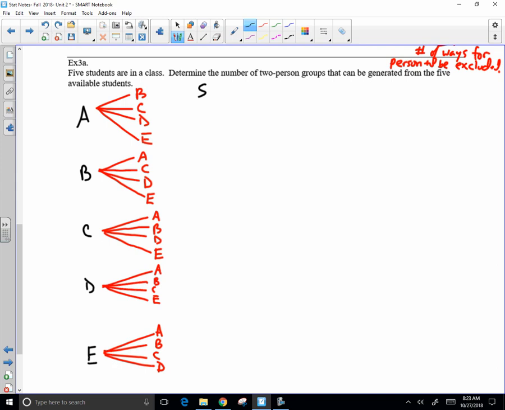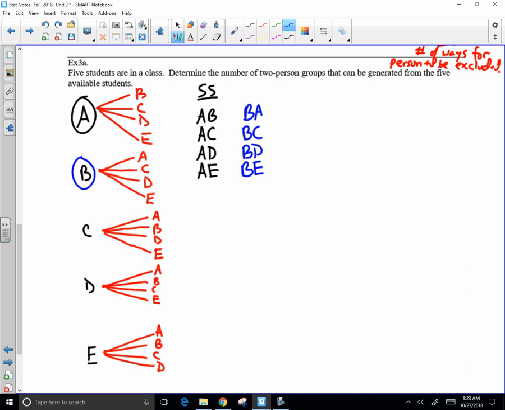All right. So my sample space: AB, AC, AD, AE. That addresses the first group, or the first tree, branch? I don't even know how to say it. All right. But then, let me just circle that in black. Now I'm going to take care of this one. I'm going to write BA, BC, BD, BE.